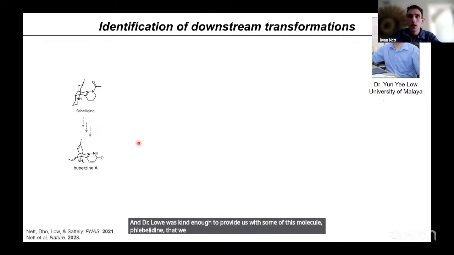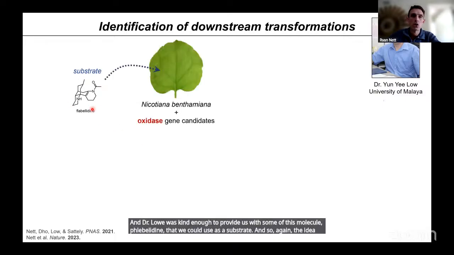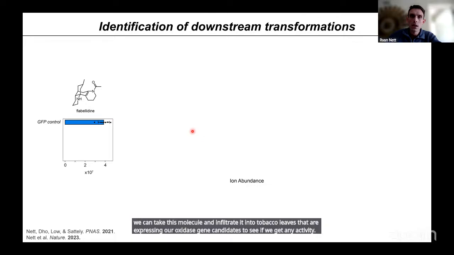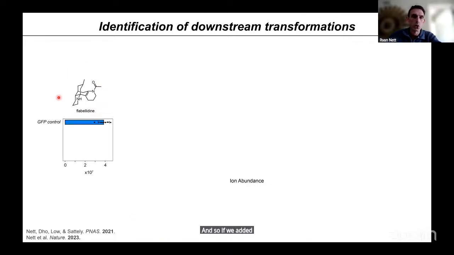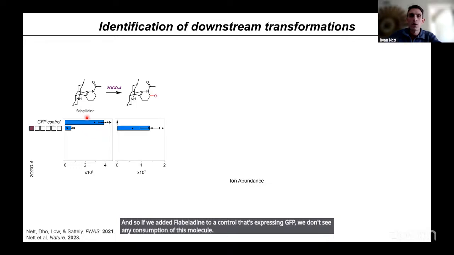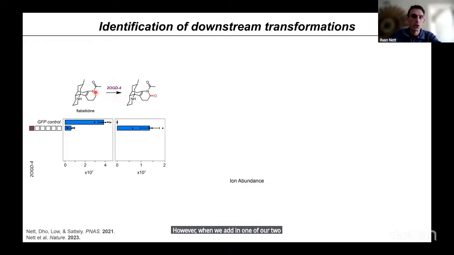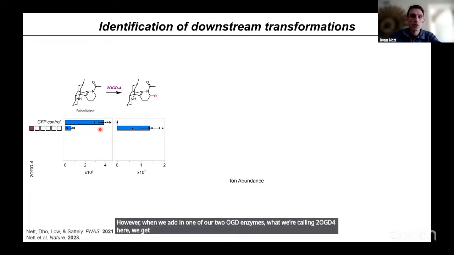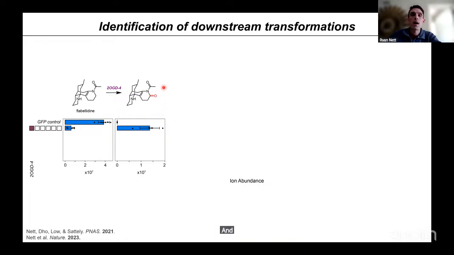that we could use as a substrate. And so again, the idea here is we can take this molecule and infiltrate it into tobacco leaves that are expressing our oxidase gene candidates to see if we get any activity. If we added flabelladine to a control that's expressing GFP, we don't see any consumption of this molecule. However, when we add in one of our 2-OGD enzymes, what we're calling 2-OGD4 here, we get consumption of flabelladine and production of this new molecule where we have this addition of a carbonyl group.